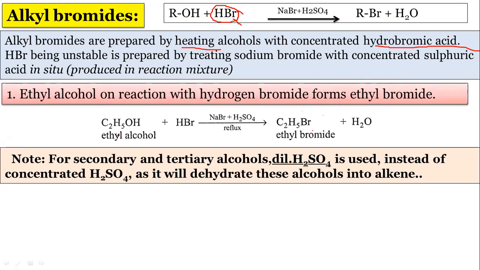Again, one example is given here: ethyl alcohol plus HBr. But this condition is very important. If you forget to write this condition, you will lose half a mark, remember. Without sodium bromide and H2SO4, we cannot prepare HBr. If you are writing HBr here, this condition is a must. One note is given: for the secondary and tertiary alcohols, dilute H2SO4 is used instead of concentrated H2SO4.